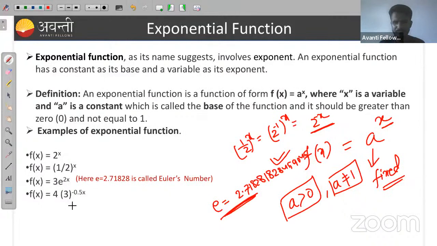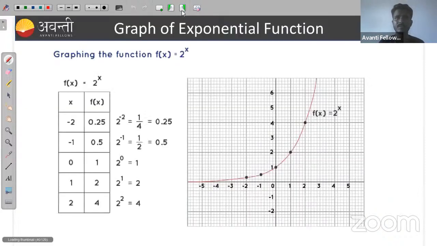So you must be familiar with the exponential function now, how it looks. Now we'll see the graph of the exponential function. If you see the graph of 2 to the power x, how will it look? If I put -2, it will be 1/4. If you put -1, it will be 1/2. If you put 0, it will be 1, and if you put 1, it will be 2, and if you put 2, it is 4.